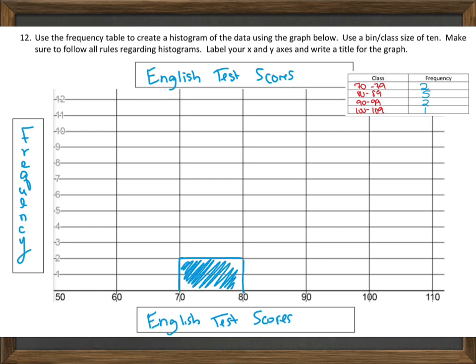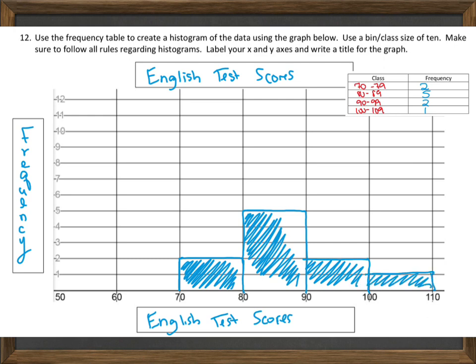Okay, the next bar, 80 to 89, it goes all the way up to 5, so I'm going to draw a line here. Okay, and again, that bar goes all the way to 90. It goes all the way to the next class or bin. Okay, and then the next one, of course, is 2, and it looks like this. And then the last one is 1. Okay, and then we're done. That's it.